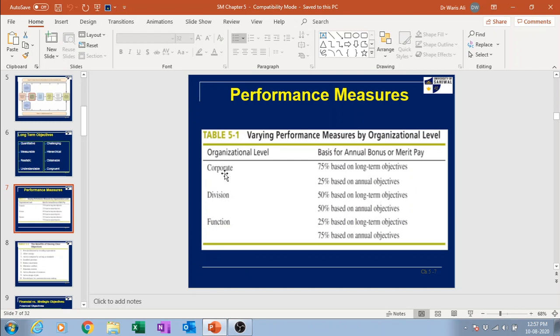So at corporate level, 75% of the objectives are long term and 25% are annual or short term, while at functional level 75% are annual or short term objectives and 25% are long term objectives. So whether we set a long term or short term objective will vary from one organizational level to another.